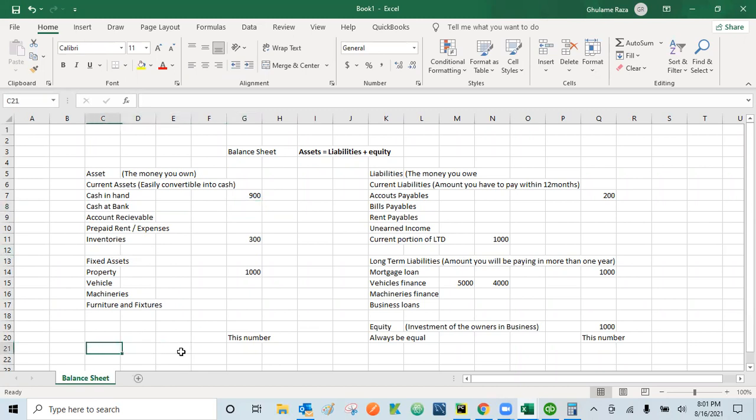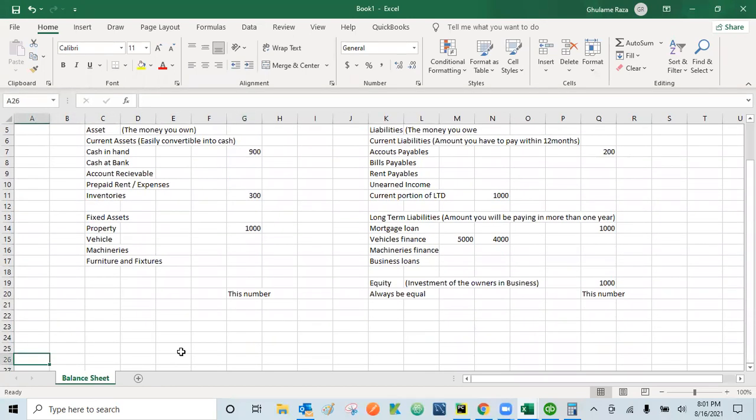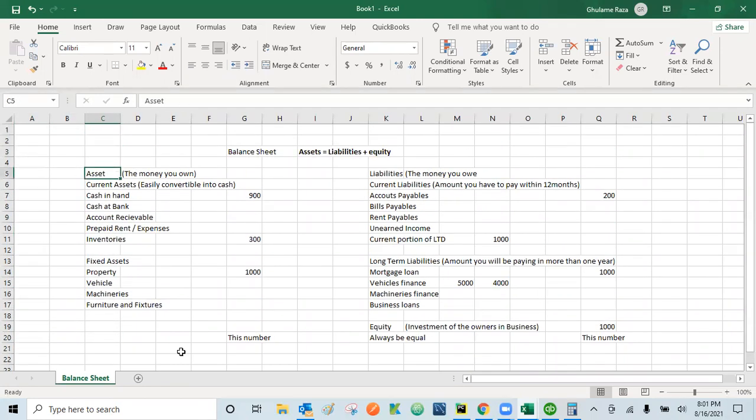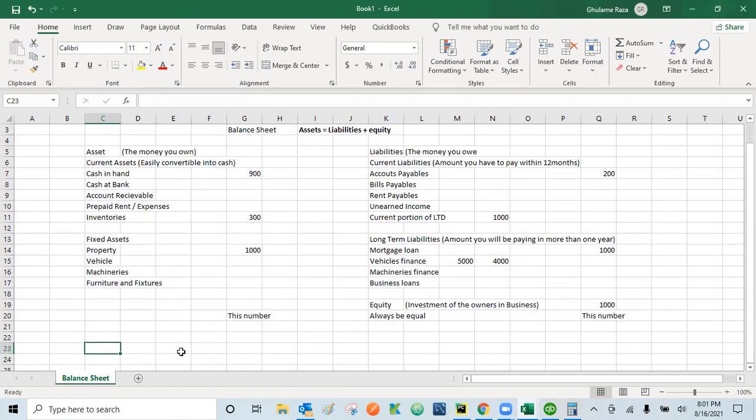So what we have learned in this balance sheet is that whenever you are doing a transaction, it has an impact on the other side or on the same side, depending on the type of transaction. Let's take one more example and do some more learning here. So this is the balance sheet. Let's discuss some journal entries.